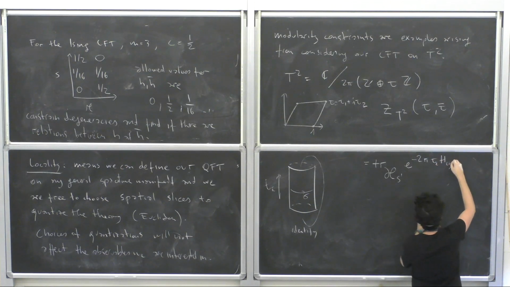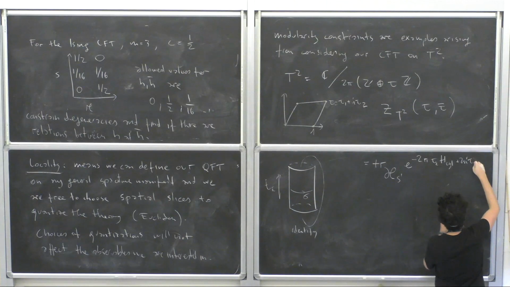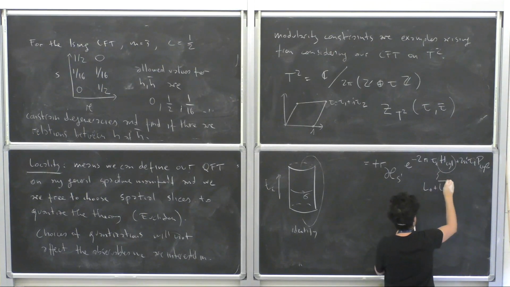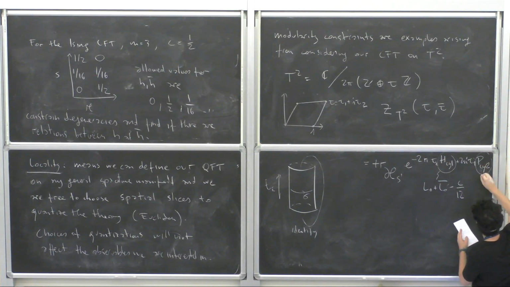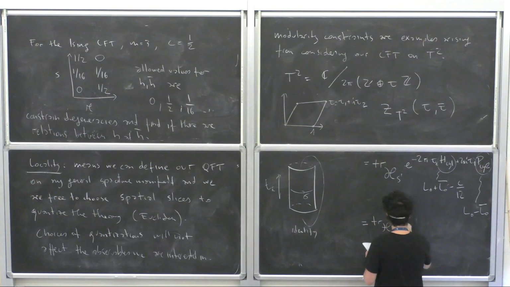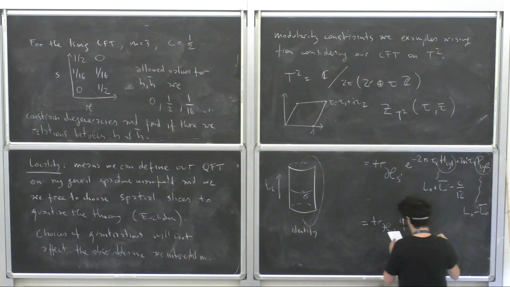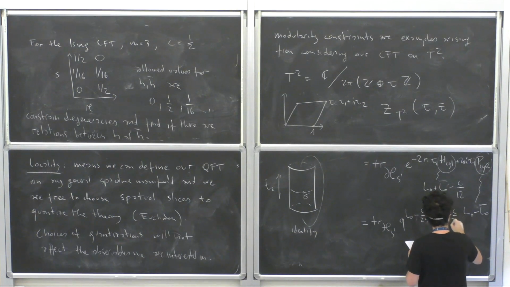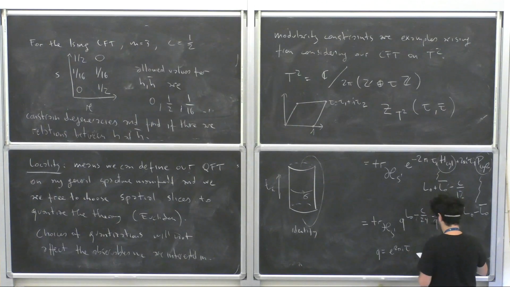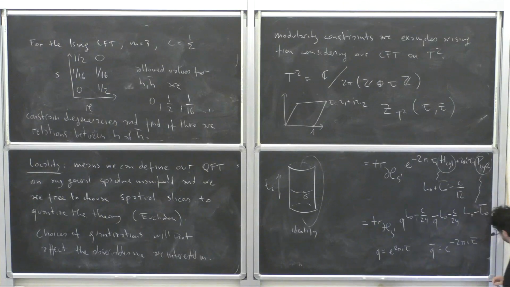This is e to the minus tau 2 times the Hamiltonian on the cylinder, plus 2 pi i tau 1 times the momentum on the cylinder. The Hamiltonian on the cylinder is L0 plus L0 bar minus c over 12, and the momentum on the cylinder is just L0 minus L0 bar. Just by using this definition and reshuffling, you see that this is also equal to the trace over the circle Hilbert space of q to the L0 minus c over 24 and q bar to the L0 bar minus c over 24, where q is equal to e to the 2 pi i tau, and q bar is equal to e to the minus 2 pi i tau bar.